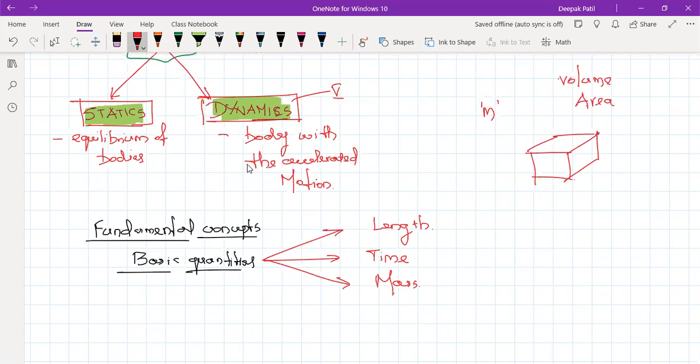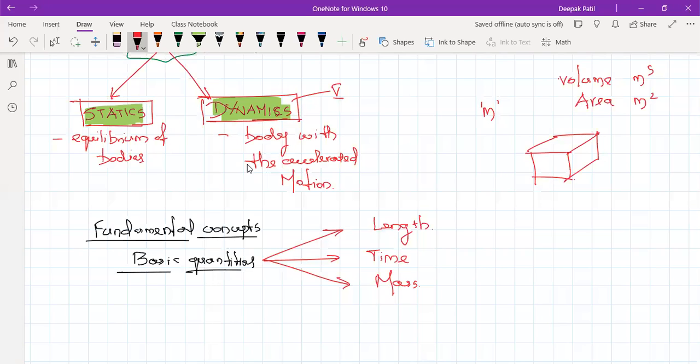Okay, so one of them could be volume and the other one could be length. I can define volume in terms of meter cube, which is a multiple of length, and I can define area in terms of meter square. That is also a multiple of length, right? So once you define the proper unit of length, the geometrical properties of a body can be expressed in terms of multiples of this unit.